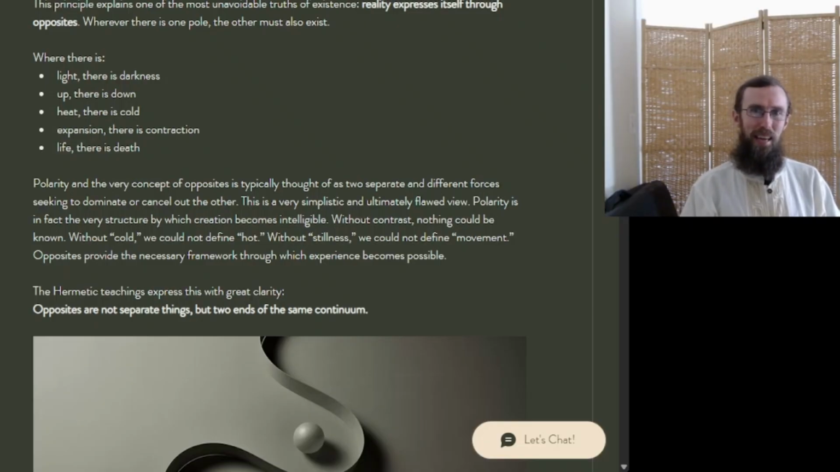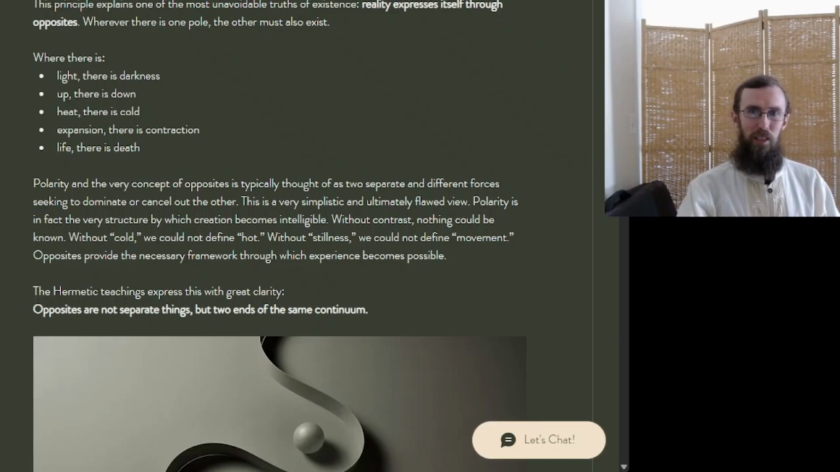Polarity is, in fact, the very structure by which creation becomes intelligible. Without contrast, nothing would be known. For example, without cold, we could not define hot. There would be no way to describe it. Without stillness, we could not define movement. Opposites provide the necessary framework through which experience becomes possible.